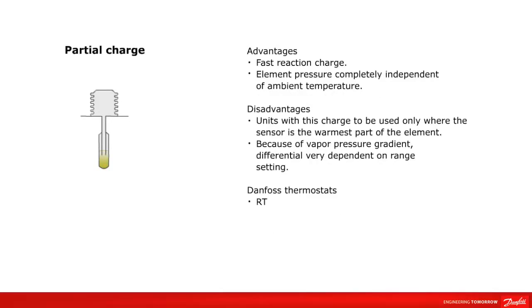The advantages of the partial charge are fast reaction charge and element pressure completely independent of ambient temperature. The disadvantages are that units with this charge can be used only where the sensor is the warmest part of the element, and that, because of vapor pressure gradient, the differential is very dependent on the range setting.